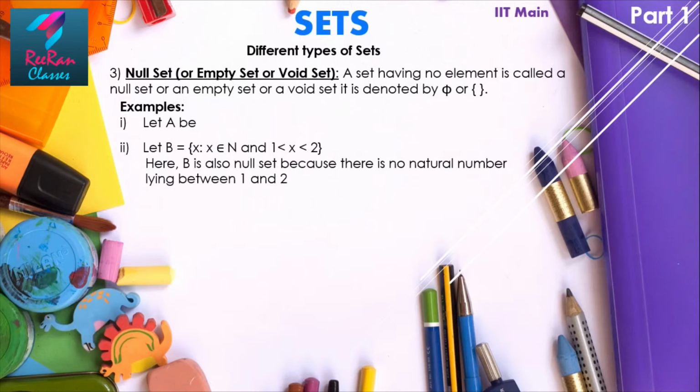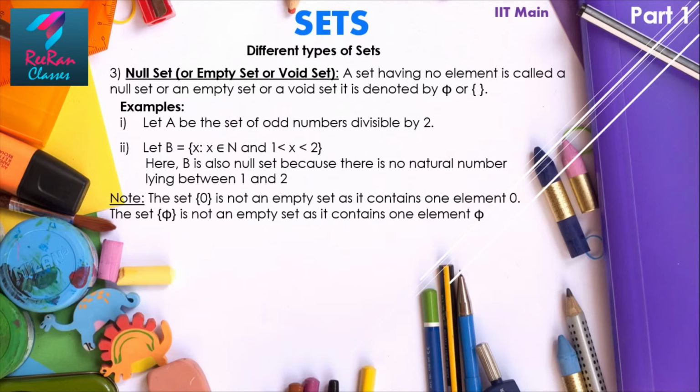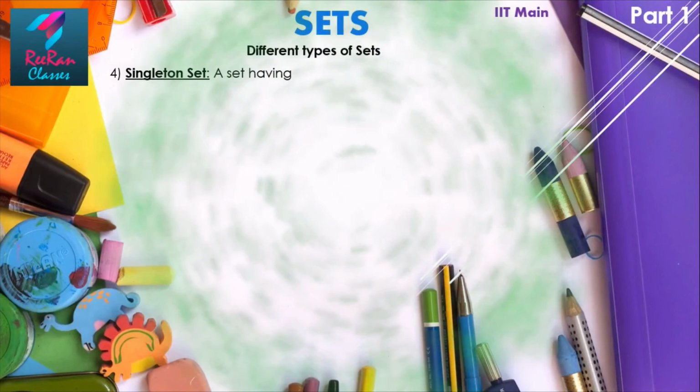Next example is, let A be the set of odd numbers divisible by 2. Here it means that it should be completely divisible by 2. So we don't have any odd number which is completely divisible by 2. So this is also an example of void set. Here is one note: the set {0} is not an empty set, as it contains one element, that is 0. The set {5} is also not an empty set, as it also contains one element, that is 5.